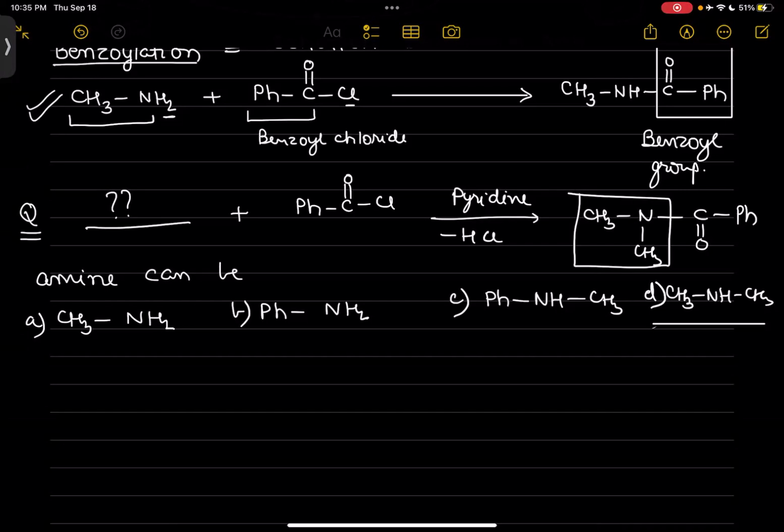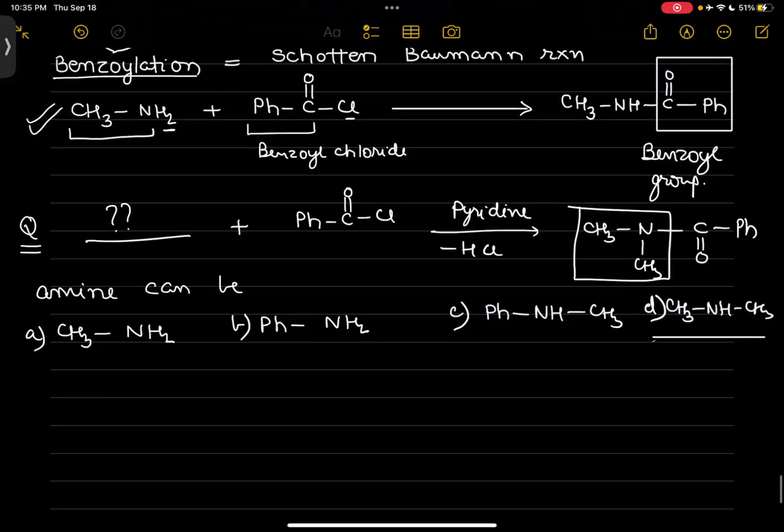Is it acetylation or benzoylation? You can look at the reaction and try to figure it out. What is getting attached to the nitrogen? Is it the acetyl group or the benzoyl group? Acetyl. No, check once more. Acetyl is CH3, C double bond O.